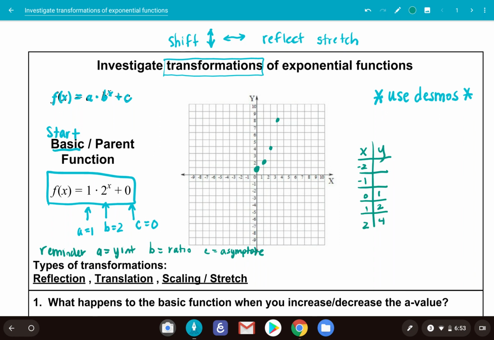But you can see if you plugged in a -1, that's going to be 1 times 2 to the -1 power, that's going to be 1/2. So if you were to use a calculator for that, you'll see that you get 1/2, so it would cross about right there. And then if I did 1 times 2 to the -2 power, that's 1 times 1/4, or just 1/4. 0.25 would be another way of writing that.